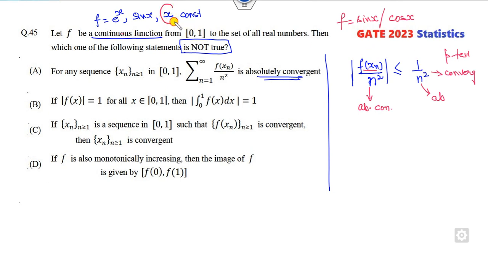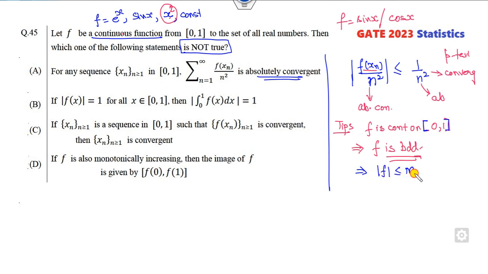But if you consider this is my x, then it is not always less than 1. Or you can say any continuous function, x square. So you can simply remember the rule: f is continuous on the closed interval. What is the meaning of that? F is bounded, because of this closed interval, f is bounded.